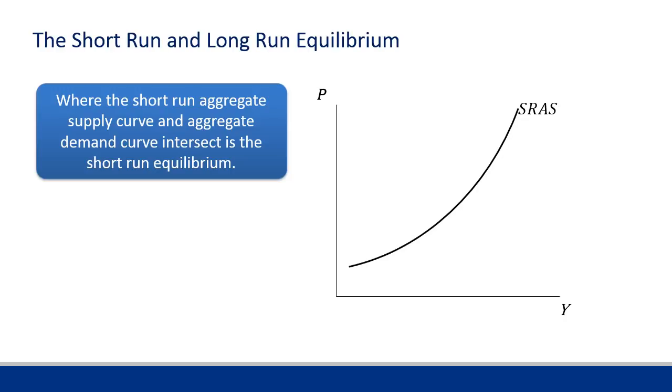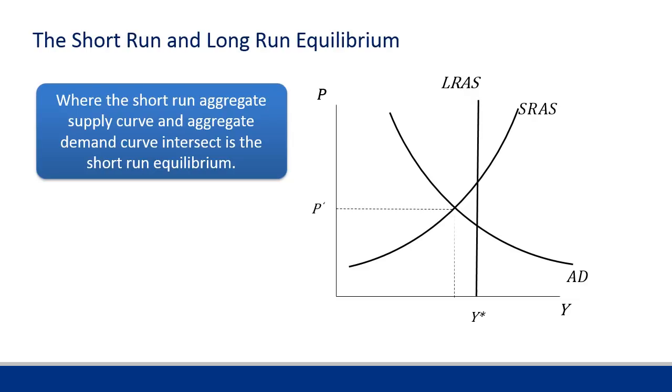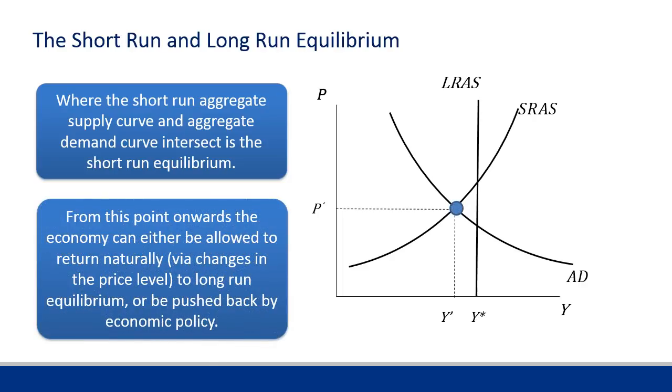Now, it is possible that the short run aggregate supply curve and the aggregate demand curve intersect away from Y star. And here we can see a situation where the short run equilibrium, given by the intersection between short run aggregate supply and aggregate demand, is to the left of the long run equilibrium rate of output, Y star. So the short run equilibrium can be away from the long run equilibrium, but only in the short run. From this point, it is possible that the economy can either return back to the long run rate naturally, or it can be pushed back using demand management or economic policy. Just to note, in the short run, we can be away from the long run.